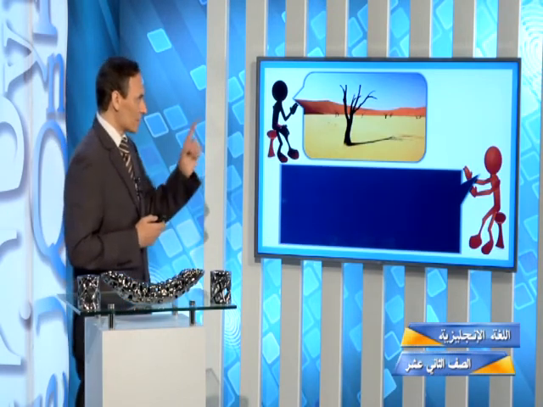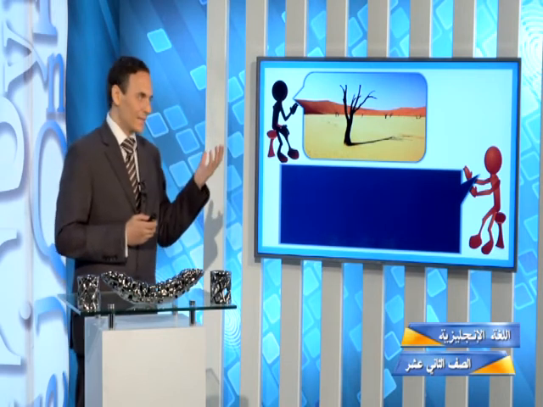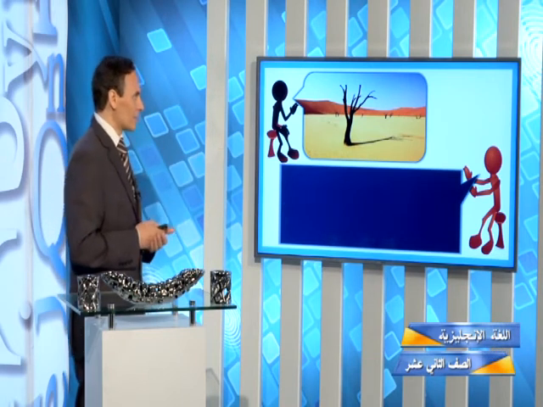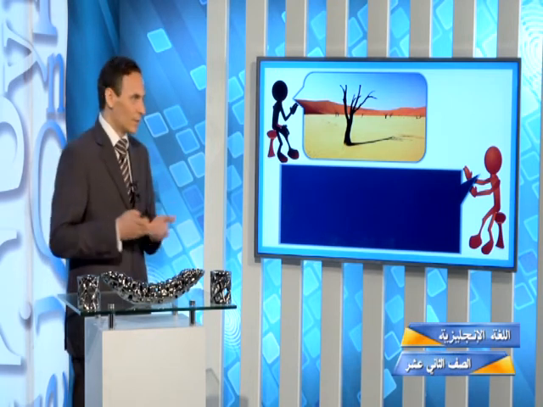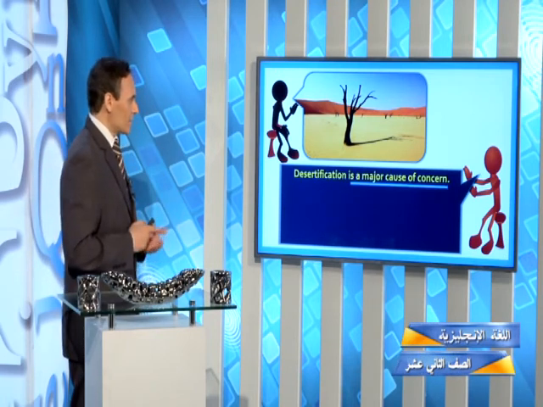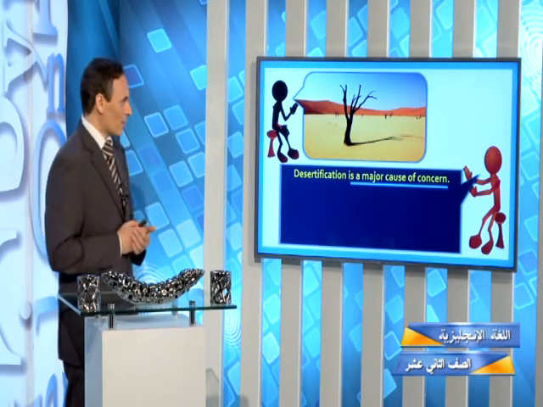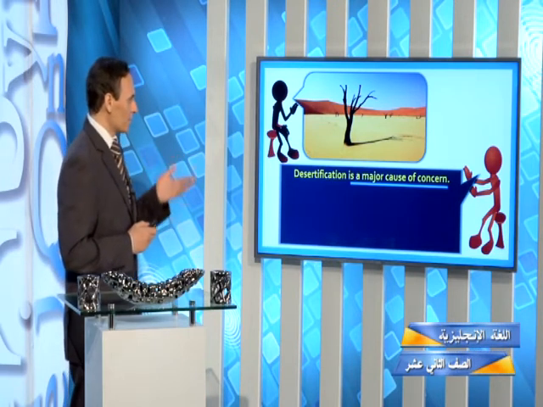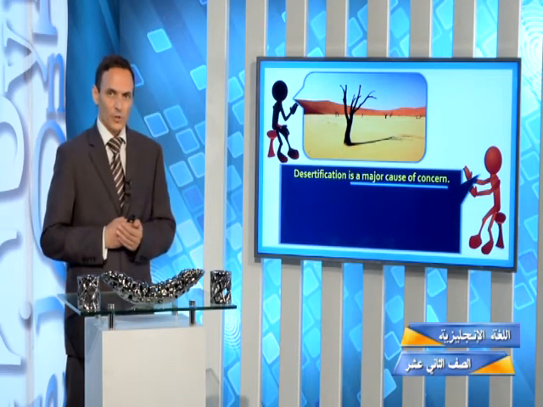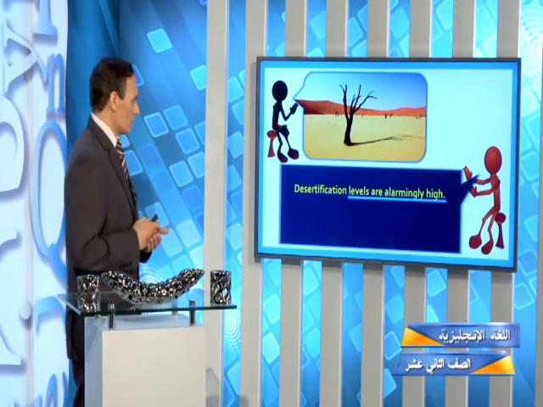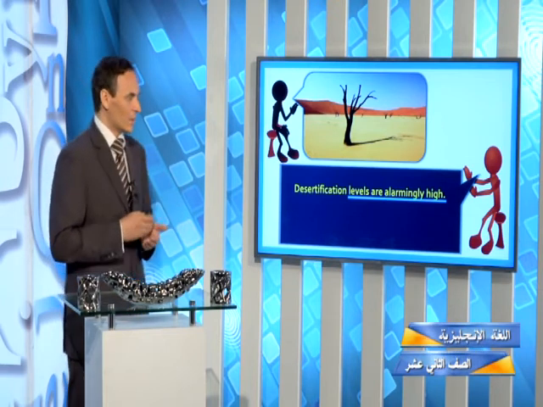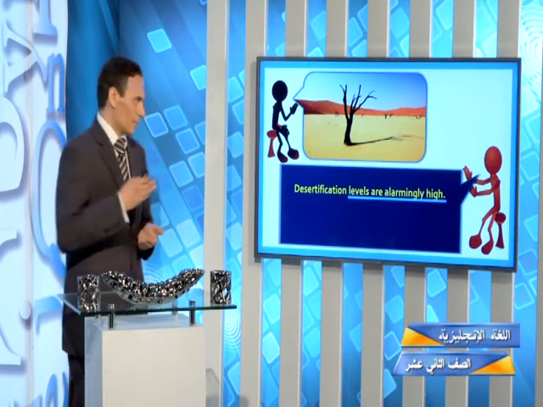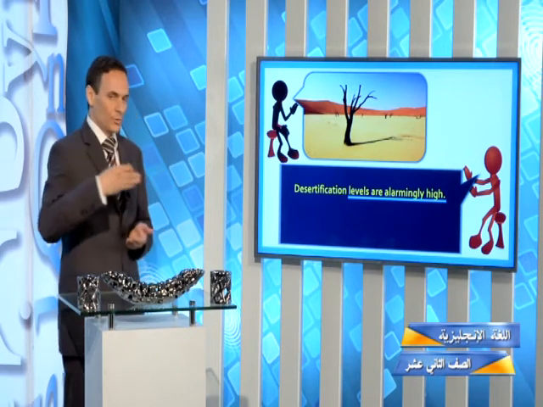So we move to another picture. Try to talk about this environmental problem. What do you think it is? This picture illustrates the problem of desertification or also deforestation. Okay? So let's see Ahmed now talking about such a problem. He says, desertification is a major cause of concern. Okay? Or also, he could say, desertification levels are alarmingly high. Okay? Which means that desertification is increasing.